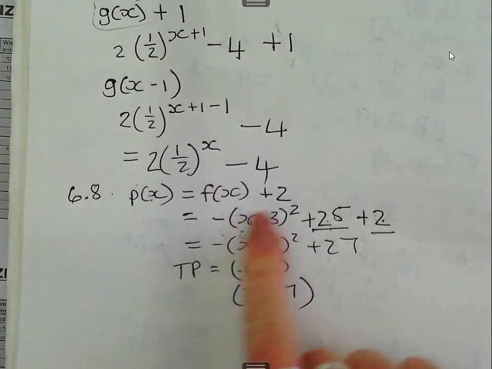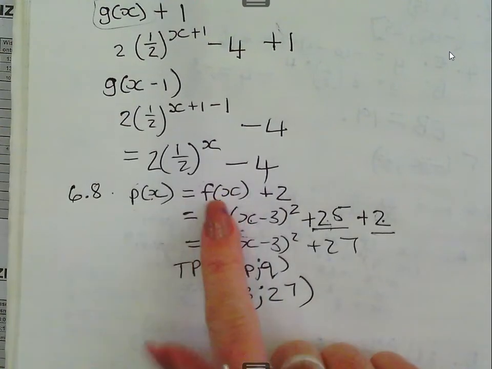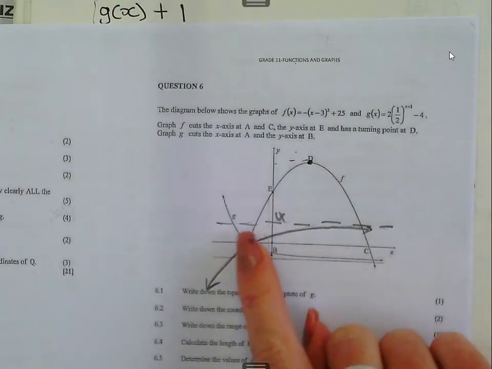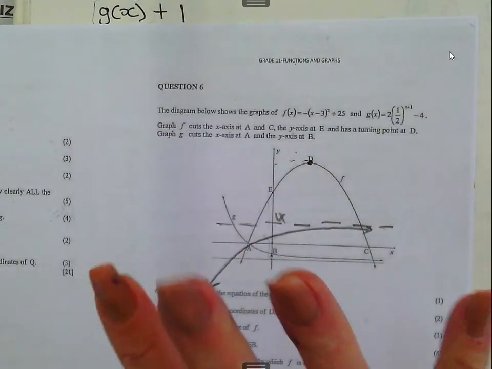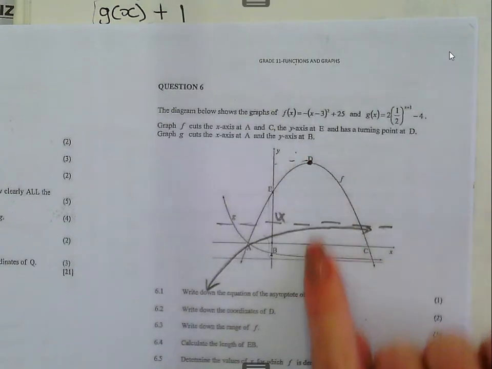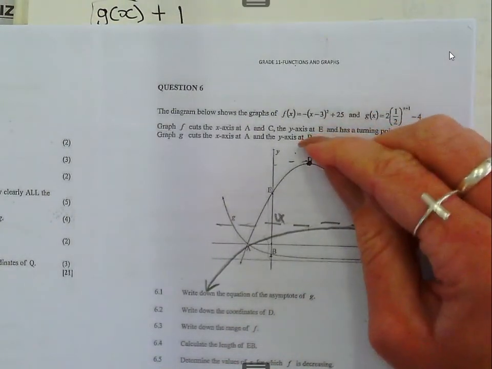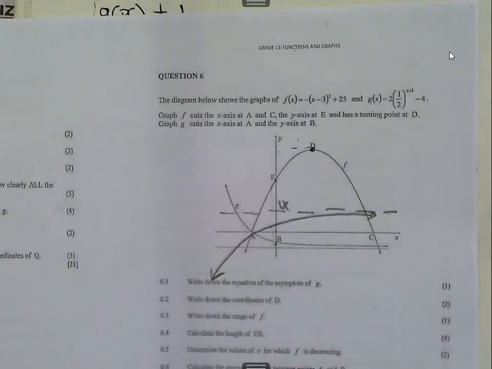If I look at this question, it means P is the same graph as F. It's the same graph, except it was moved up 2 units. So everything is going to stay the same. It's still going to be at 3 there, but the y value will be at 27. That's what the question says. Okay.